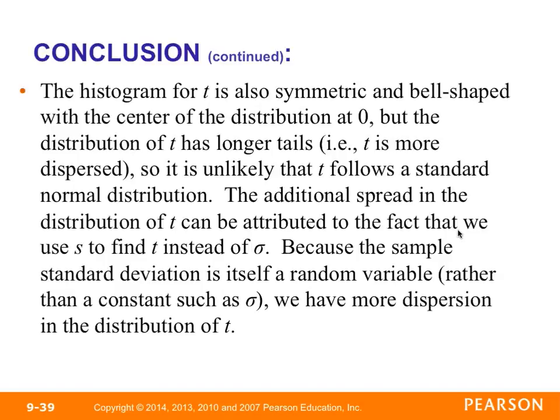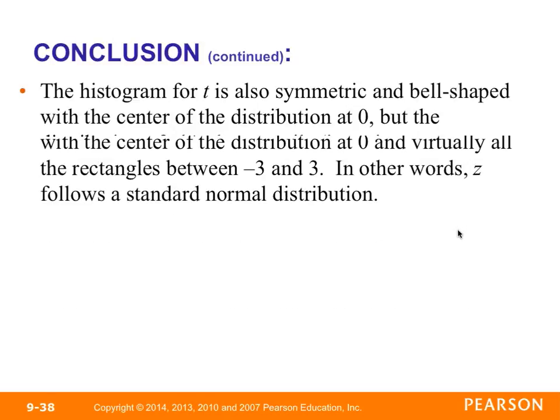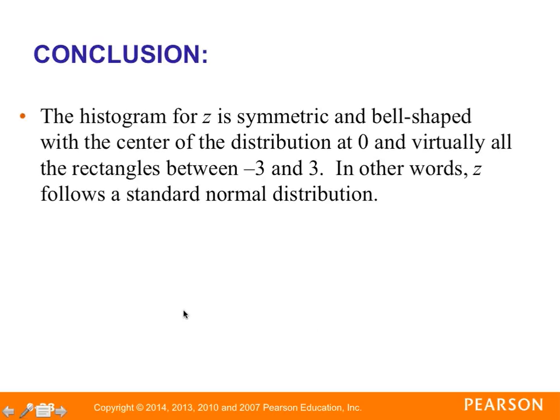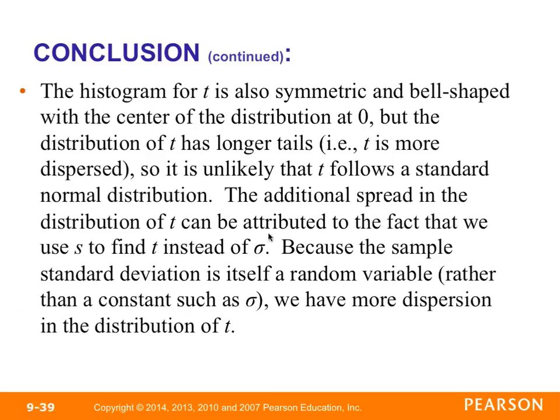But the main conclusion that we want to make is that the histogram for Z is symmetric, bell-shaped, center is at 0, and virtually all of the rectangles are between -3 and 3, just like we would expect. So Z follows a normal distribution. However, T is symmetric and pretty bell-shaped. It has a center at 0, but if you look back at it, I'll just scroll back there for a minute, you can see there are these extra tails here that we didn't see before. So the T distribution has longer tails, so it's more dispersed. So it's unlikely that T follows a standard normal distribution.